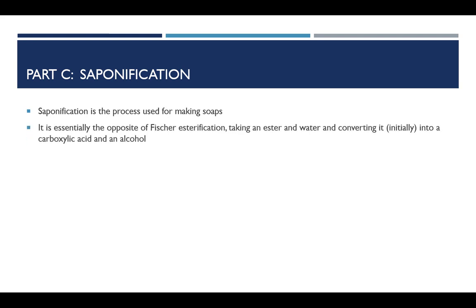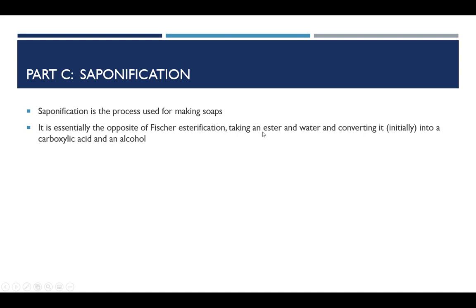The last part of this experiment involves the process of saponification. This is the process that we use for making soaps. And in fact, if instead of using the ester methyl salicylate, which I'm going to use today, I used a vegetable oil or lard, which is commonly used, I could actually make soap through that process. This reaction is basically the opposite of Fischer esterification.